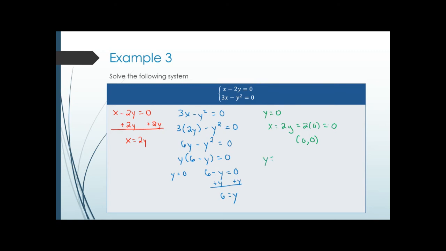The second answer we got was y equals 6. So x equals 2y means we have 2 times 6, so we get 12. Now, x is first, so this is (12, 6). You want to be very careful that if you end up solving for y first, you make sure you put them in the right order. With the (0, 0), it didn't really matter, but here we found y first, so that's the second value, not the first value.